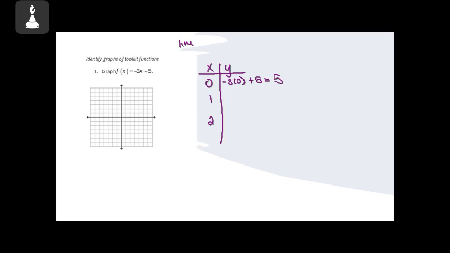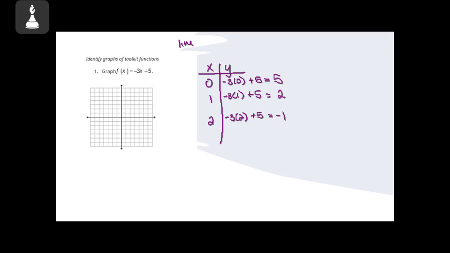So this first one wants us to graph the function -3x plus 5. If it is just an x, this is going to make a line. So we are going to grab a few values here. Let's do 0, 1, and 2. I plug in 0. -3 times 0 is 0. Plus 5 is 5. If I plug in 1, -3 times 1 is -3. If I add 5 to that, I get 2. And then if I plug in 2, -3 times 2 is -6. If I add 5 to that, I get -1.